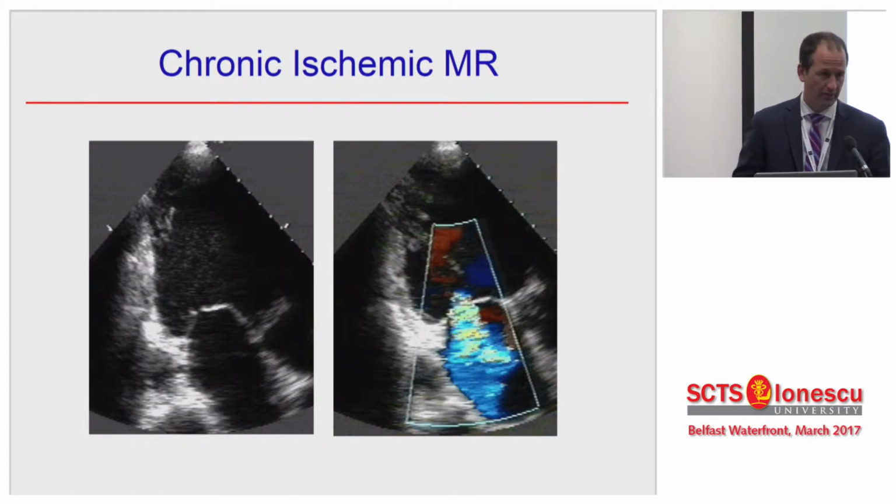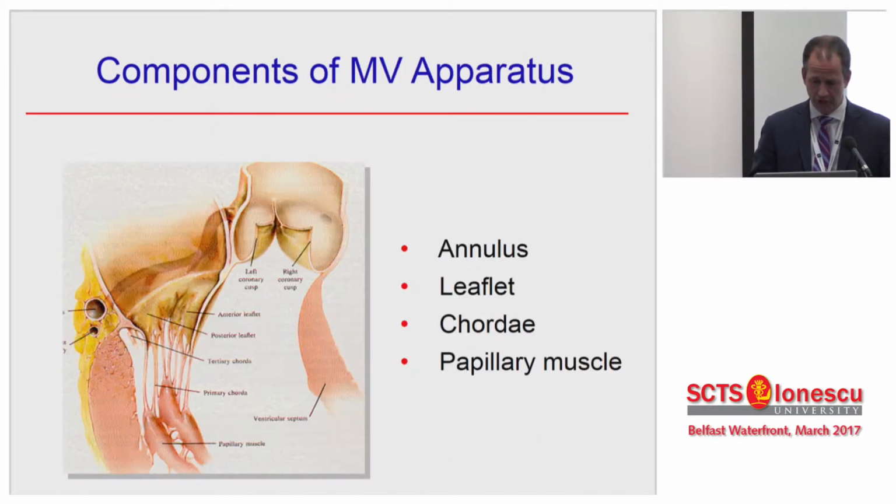So as you know, chronic ischemic MR has this typical echocardiographic picture where you see the typical seagull sign of tenting from the anterior leaflet. You see left ventricular dilatation and dysfunction, and of course the regurgitant jet.